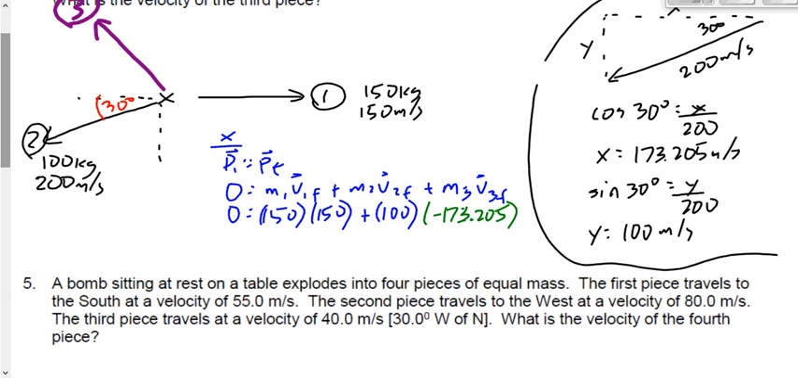How come it's negative 173 as opposed to just 173? Kind of? Because it's going west, going to the left, right? Is that okay?